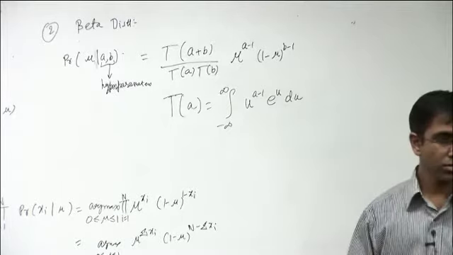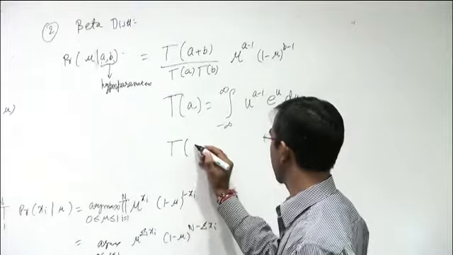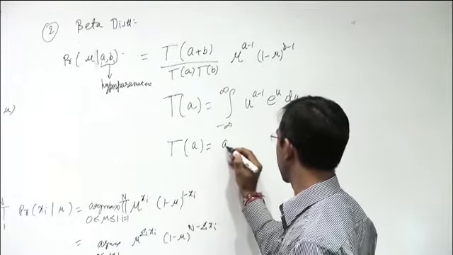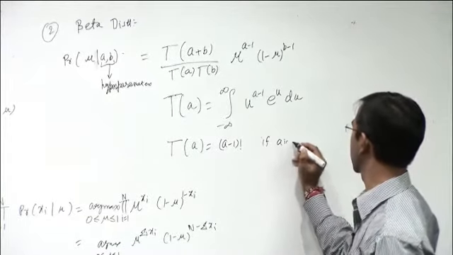So it is some function. I'm pretty sure most of you know that if a is an integer, then it is given by (a minus 1) factorial, if a is an integer.